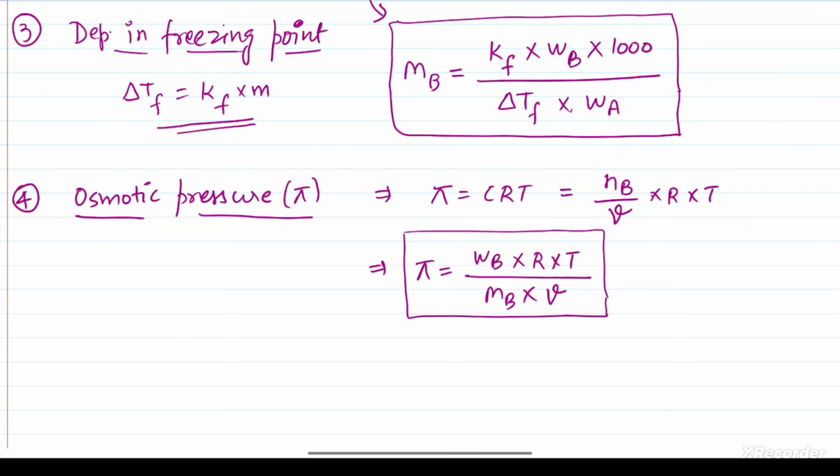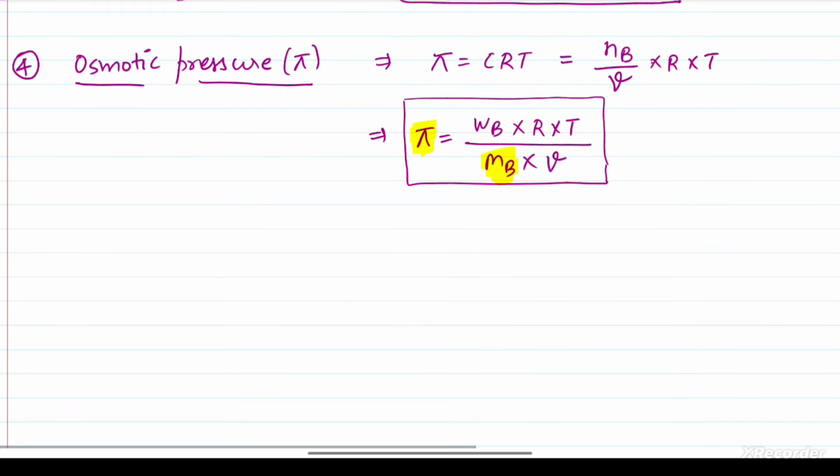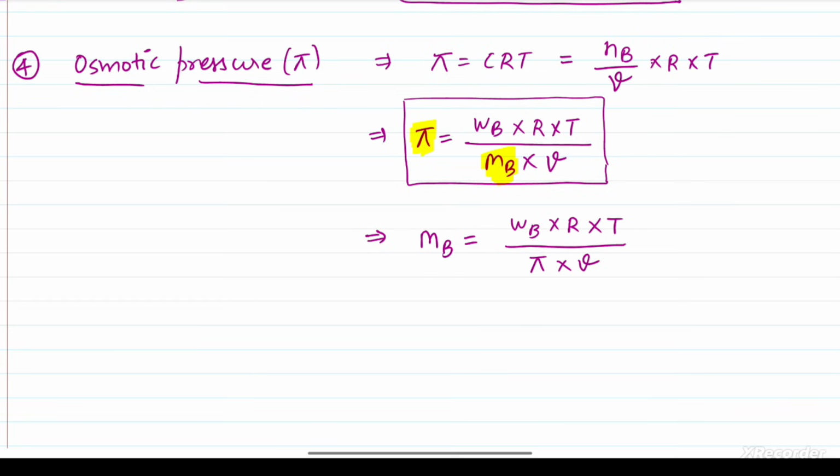Again, you can observe the same conclusion. This is a colligative property. It varies inversely with the molar mass of the solute. Okay. So again, the purpose of using any colligative property is to determine molar mass. So with respect to molar mass, we can also write it as WB into R into T divided by pi into V. So this is the formula for the colligative property.